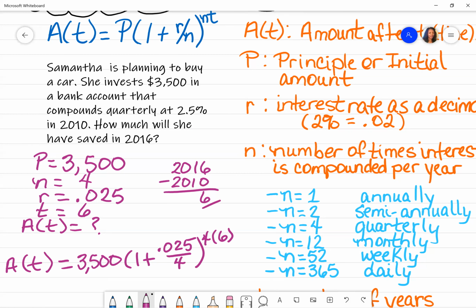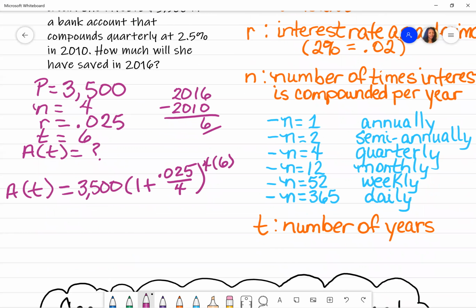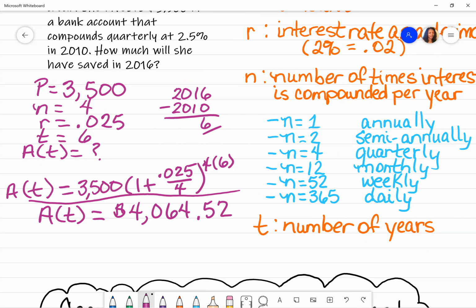All right, so once I put this in the calculator exactly how I see it, including the parentheses, then my answer is going to be A of t is equal to, and we're talking money, $4,064. And if you want it, you can put the cents, approximately 52 cents. So this will be your answer for this problem.